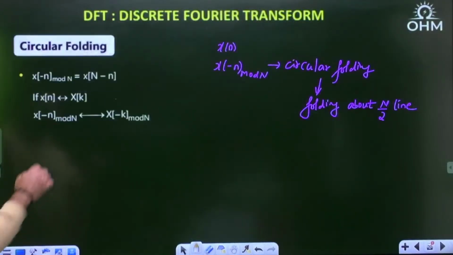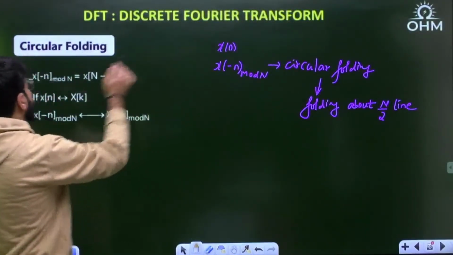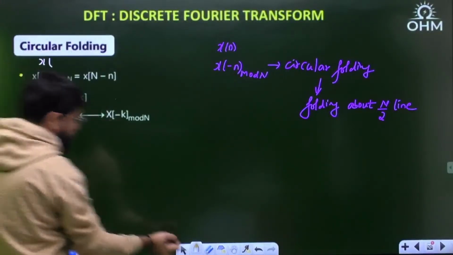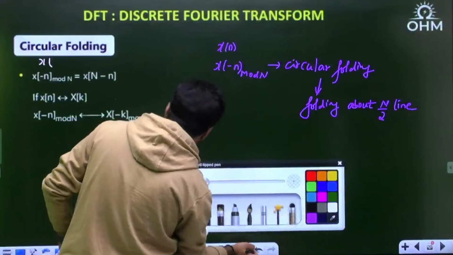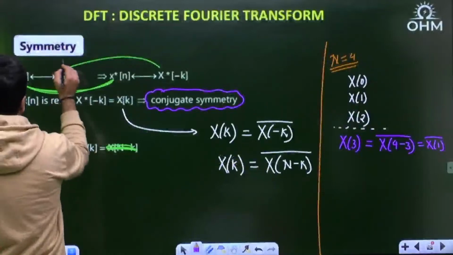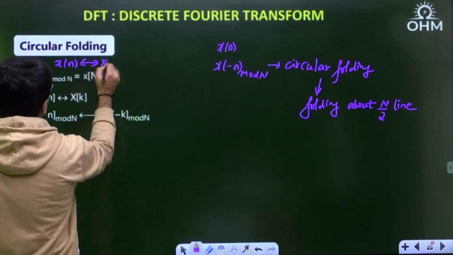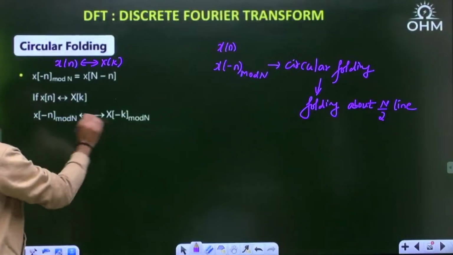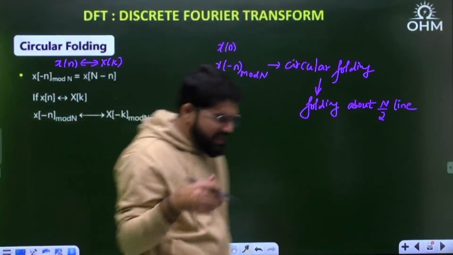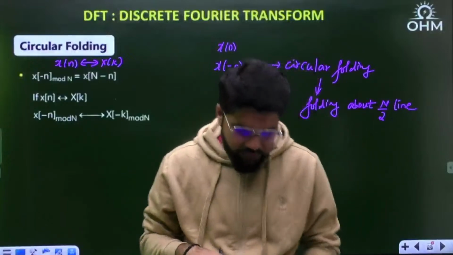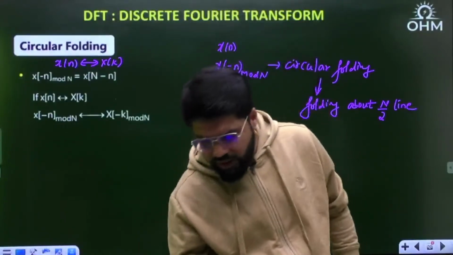Okay, so what is the circular folding property on the DFT? If xn has the DFT xk, x minus n will have the DFT x minus k. So this property is like the regular Fourier transform only. If there is folding in time, there will be folding in frequency.